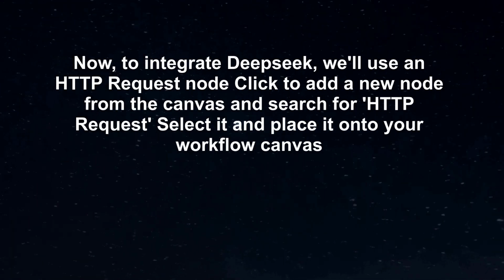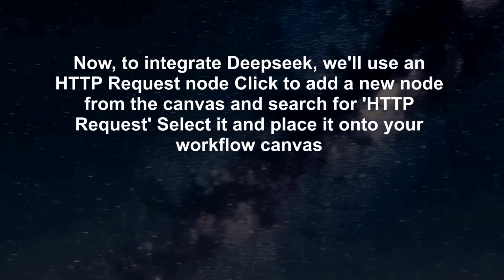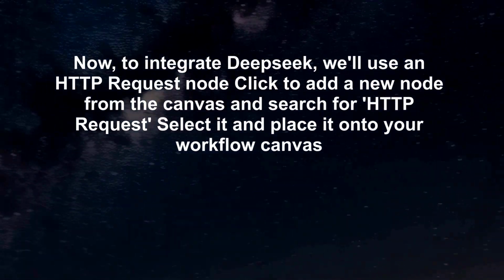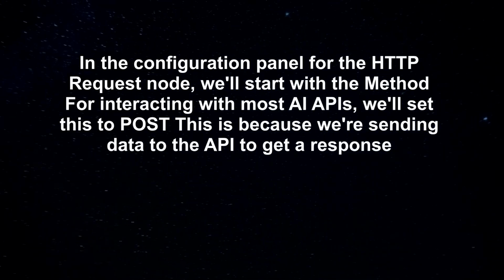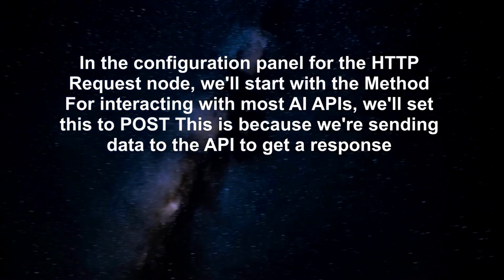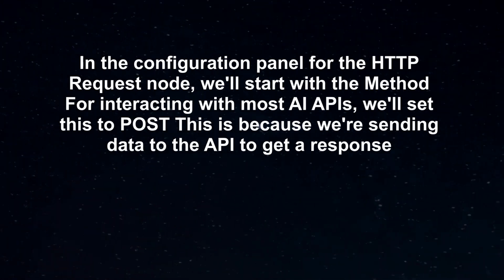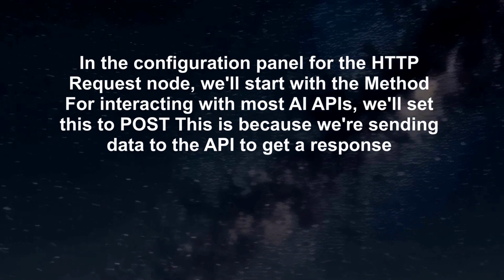Click to add a new node from the canvas and search for HTTP request, select it, and place it onto your workflow canvas. In the configuration panel for the HTTP request node, we'll start with the method for interacting with most AI APIs. We'll set this to POST. This is because we're sending data to the API to get a response.